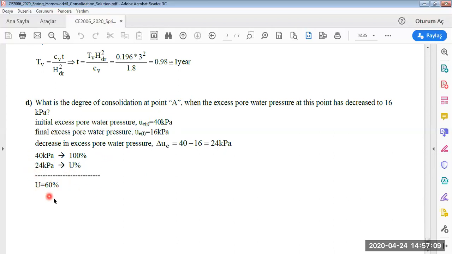Here is the proportional calculation, and we can calculate the U value by using decrements of the excess pore water pressure. This is the end of the record.